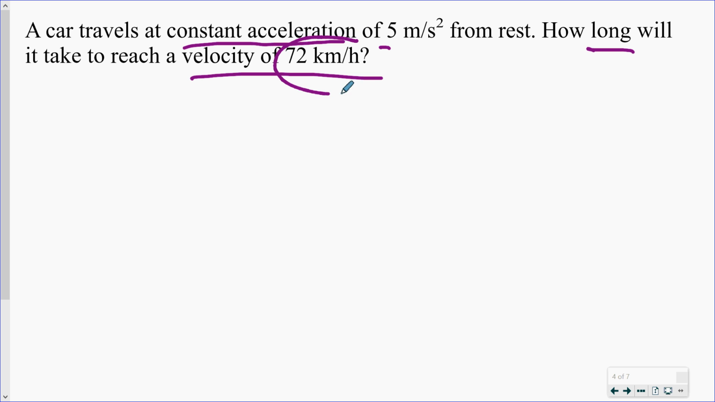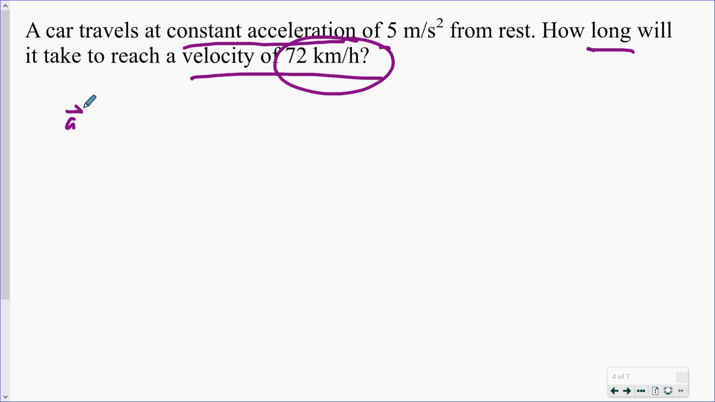And notice that this is not in the units that we want, right? It is not in meters per second. We can't have meters and seconds here and kilometers per hour for our other numbers. So we're going to have to make a change there, and we're going to make the change right away as well.